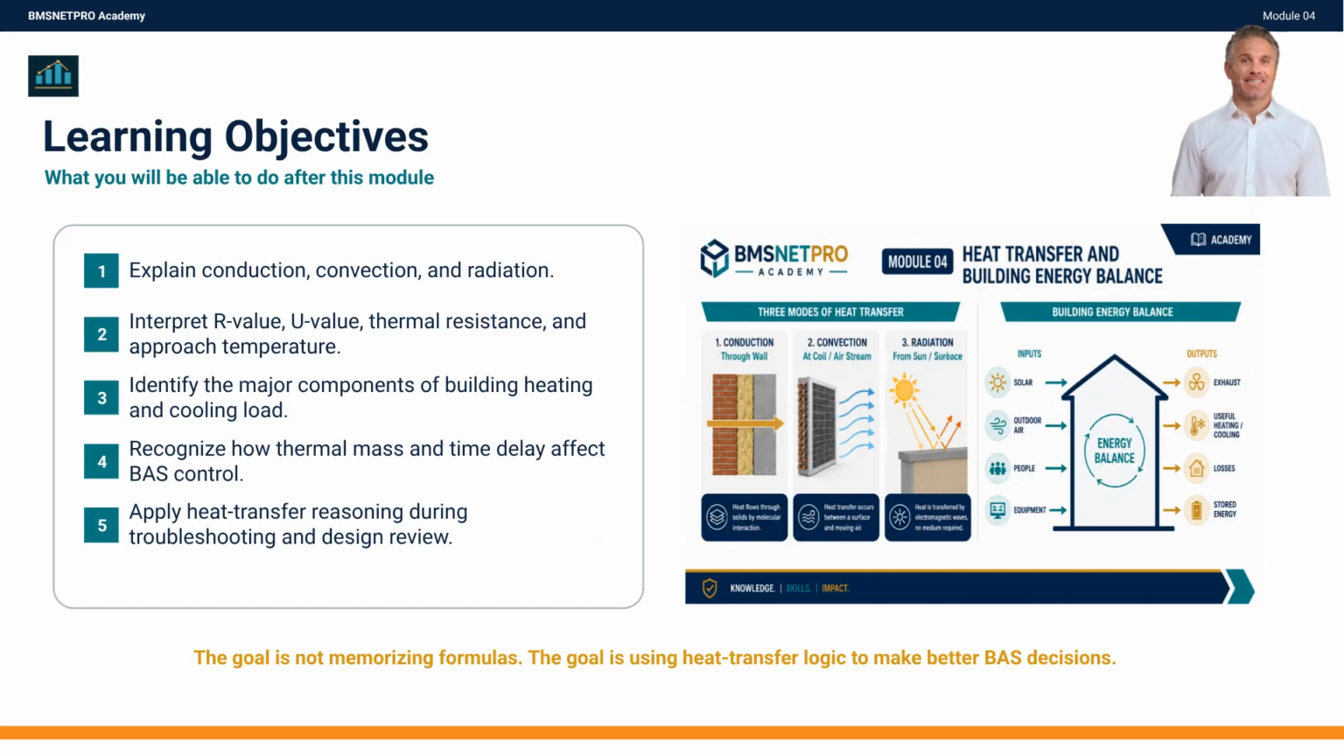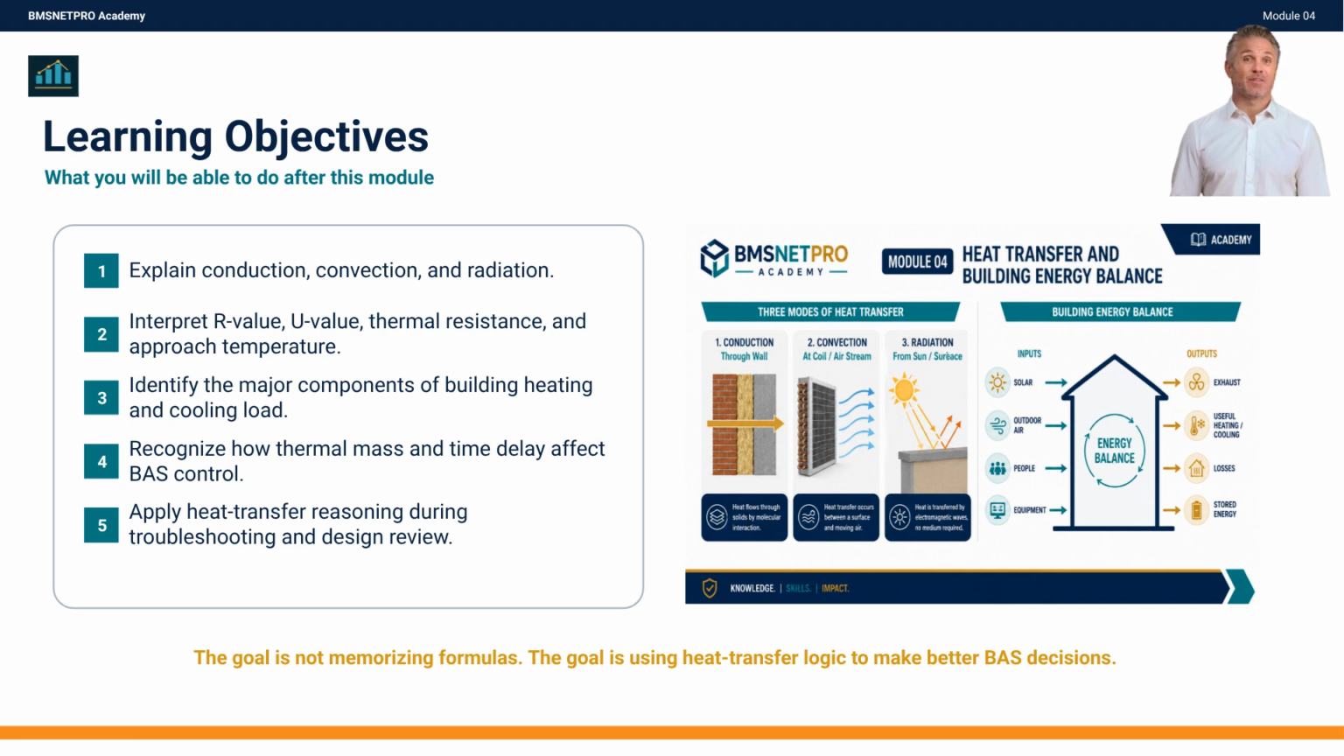Before we go into the details, let us define the target for this module. You should be able to explain the three major modes of heat transfer: conduction, convection, and radiation. You should understand how R value, U value, thermal resistance, and approach temperature help us evaluate performance. You should also be able to recognize the major parts of a building load, including envelope, solar, ventilation, people, lighting, equipment, moisture, and storage. Most importantly, you should be able to connect these concepts to BAS decisions.